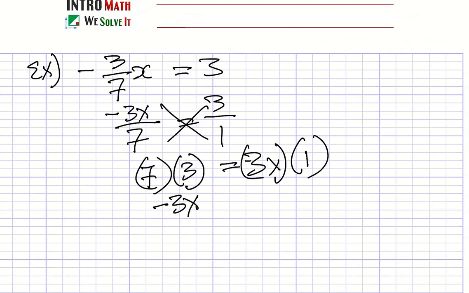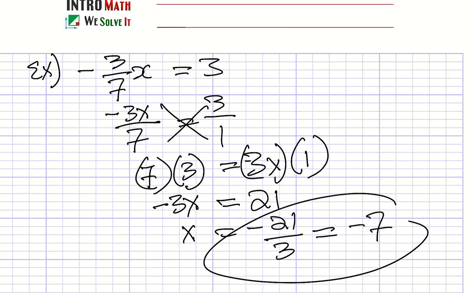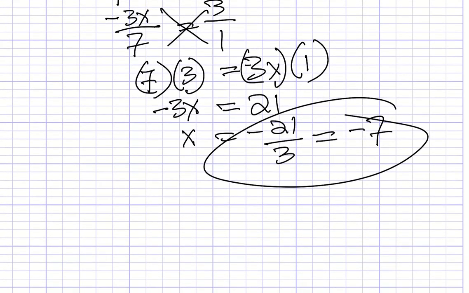It becomes minus 3x is equal to 21, right? It becomes x equals minus 21 over 3. What do you get? You get minus 7. So that's the solution right there. So let's do something else.